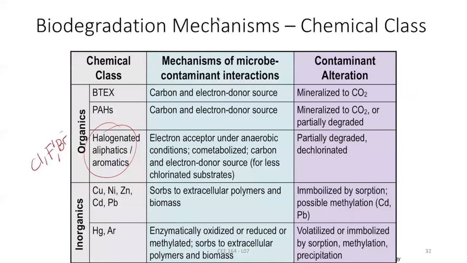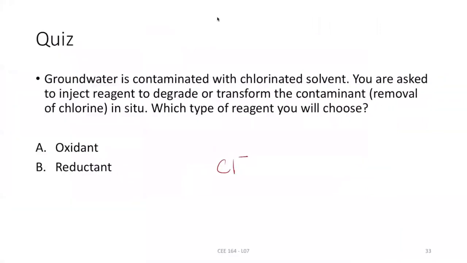So if you see over here, it says if you have a halogenated compound, you need an electron acceptor under anaerobic conditions. So that means you cannot oxidize. You need a reductant for that reason. Okay.